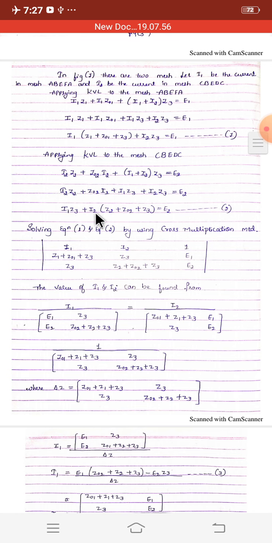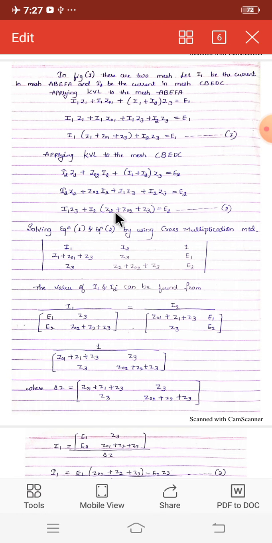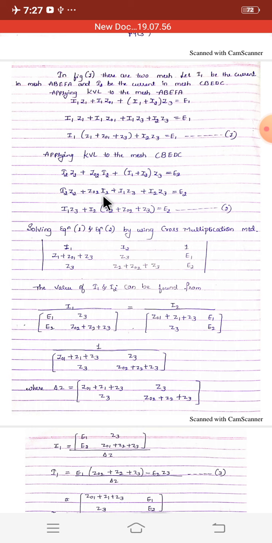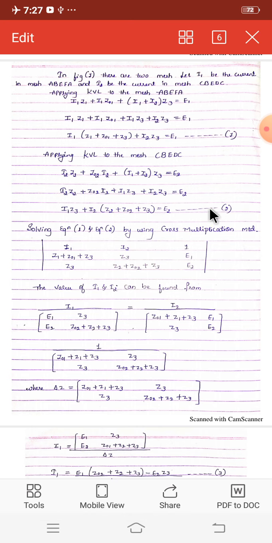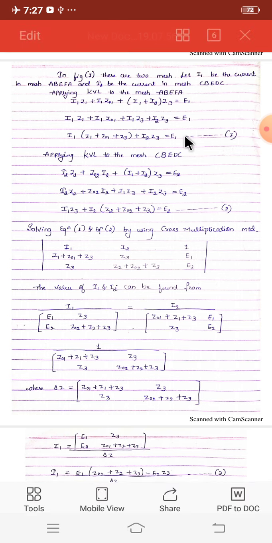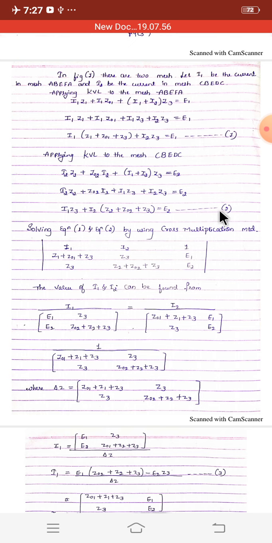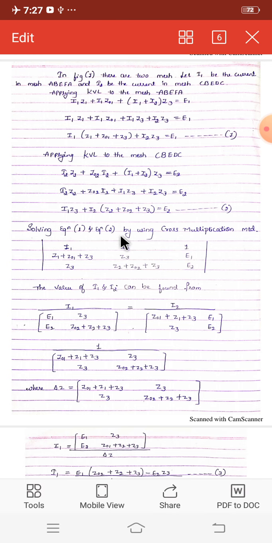Next, I1 Z3 plus, take I2 common, the remaining term is Z2 plus Z02 plus Z3, equal to E2. Consider this as equation 2. So in the first mesh, that is equation 1, in the second mesh, that is equation 2. Now solve equation 1 and equation 2 by using the cross multiplication method.